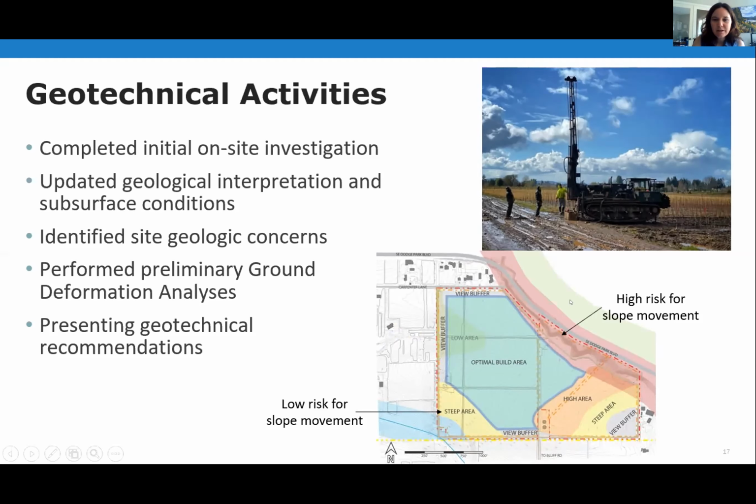Here is a figure of our site. And this right here in the middle in the blue is the optimal build area. We have 2 steep areas, one that's a low risk for slope movement and one that's a very high risk for slope movement. So we need to have a great setback from there.